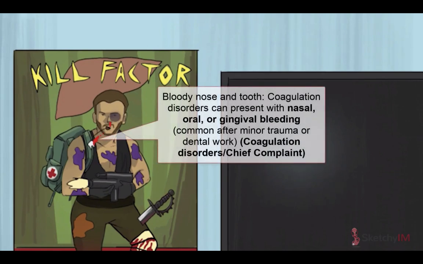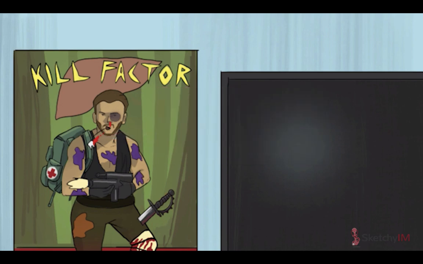Coagulation disorders are also associated with frequent epistaxis and gingival bleeding following minor trauma or dental procedures. Also assess for a history of heavy periods, melena, hematochezia, hematemesis, hemoptysis, or hematuria.